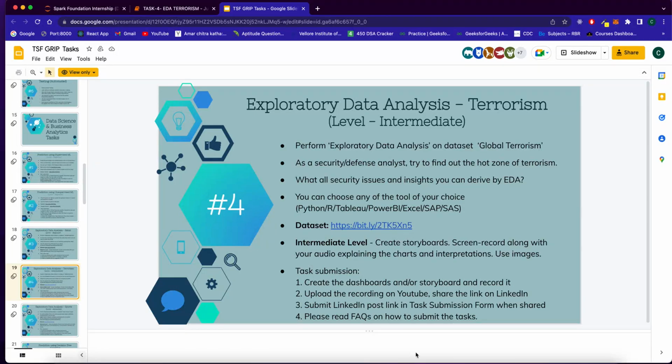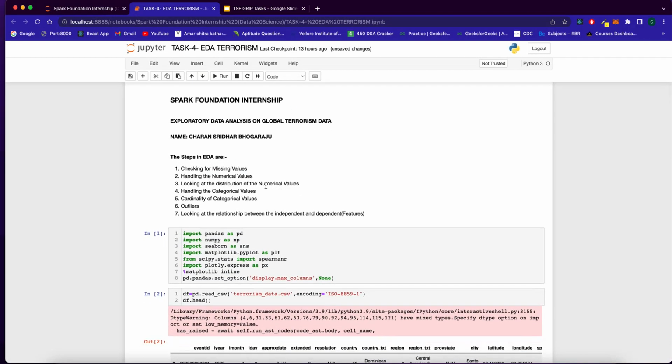So the task which I had taken in my data science internship is doing an EDA analysis on a terrorism-based data set. So let's go to the Jupyter notebook to see what insights I have got from my data set. These are primarily the 7 steps of a data set which I need to do in the EDA, but these depend upon the data set which has been given.